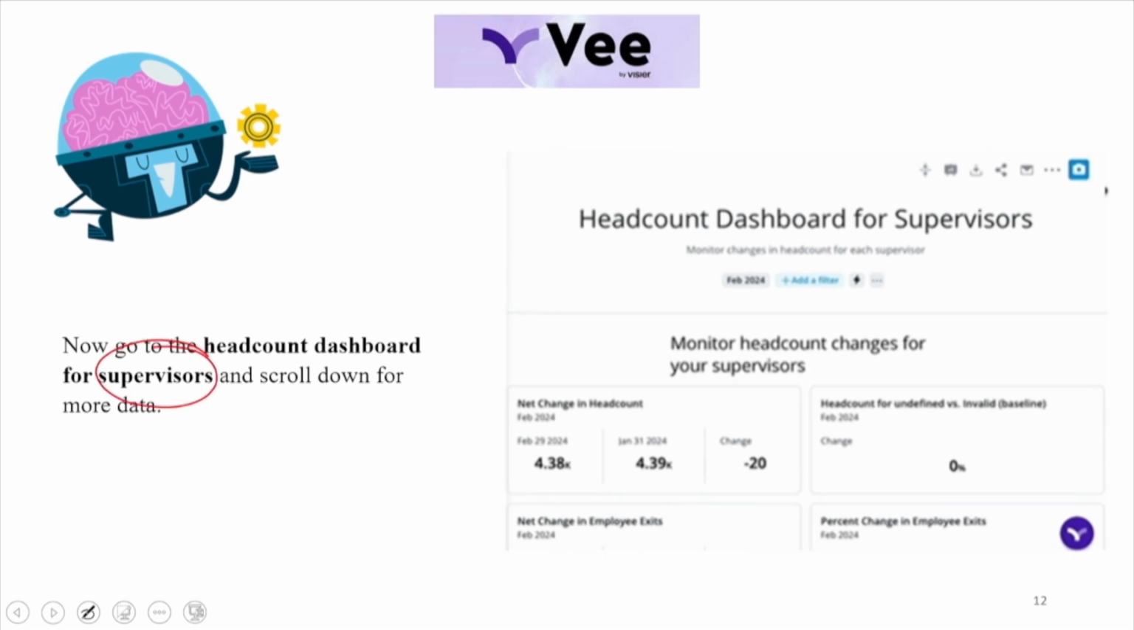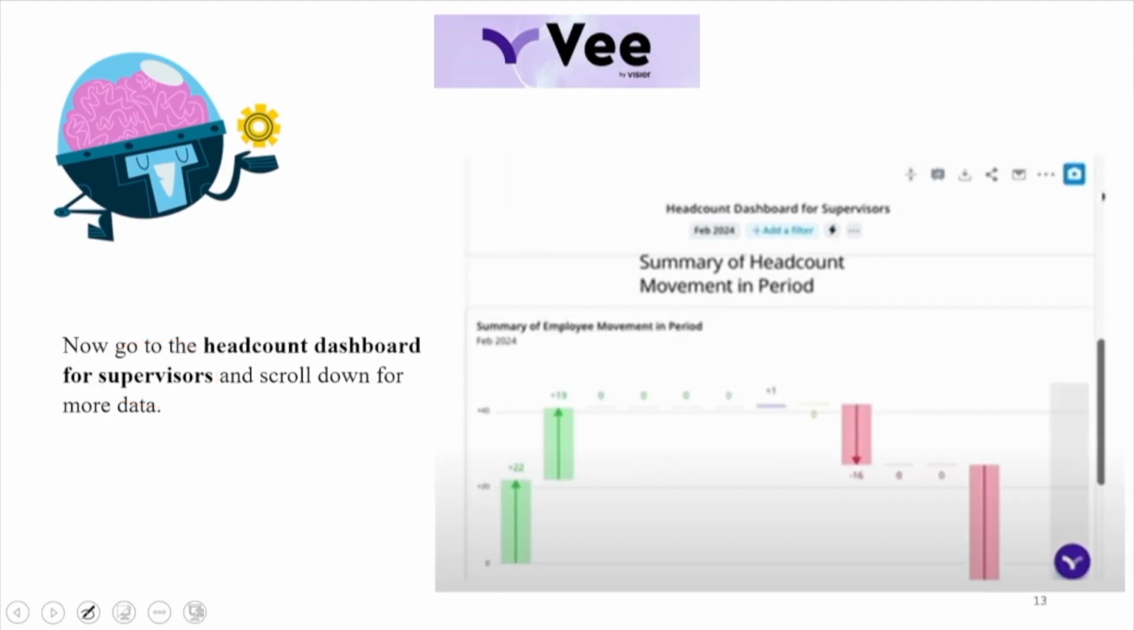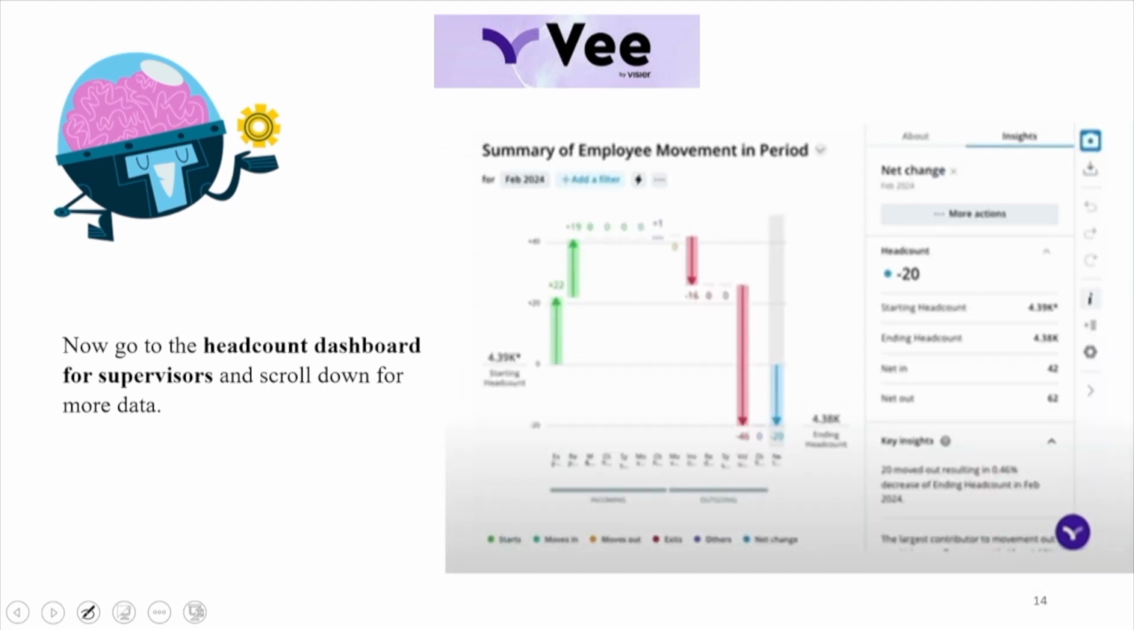And if you scroll down, you'll get again net change in the headcount, net change in employee exits, headcount against a particular benchmark or baseline, if you have one. You will also have summary statistics of headcount movement in a particular period. Let's say you take a period randomly, with respect to the previous quarter or previous financial year, you get more data encompassing that. You will also see clear summary statistics of employee movement in the period, with respect to the headcount on the basis of that period. That dashboard for supervisors is super critical and super useful.